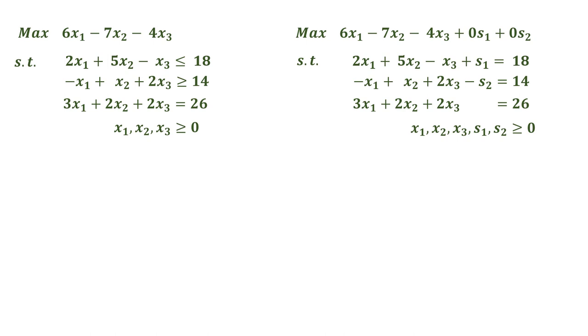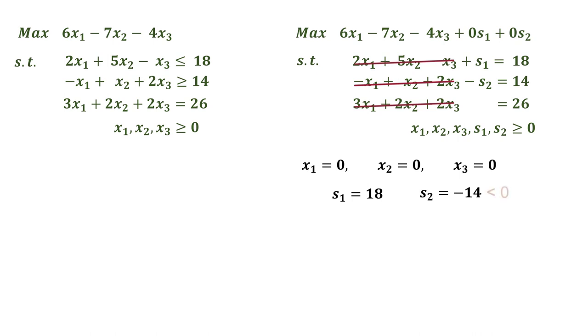Based on this model, suppose we make x1, x2, and x3 non-basic by setting them to zeros. We will have s1 equals 18 and s2 equals -14, which poses two problems. First, s2 violates non-negativity, and second, there is no variable representing the equality constraint. These issues prevent us from setting up the initial simplex tableau.